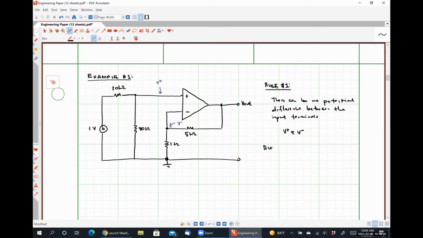And then rule number 2 states that no current can flow into or out of the input terminals, which means that if I call this current I plus, it has to be 0 amps, and this current I minus also has to be 0 amps.